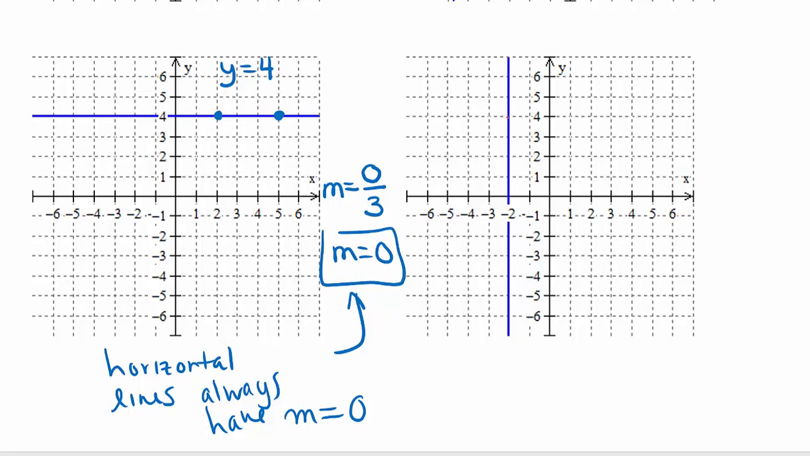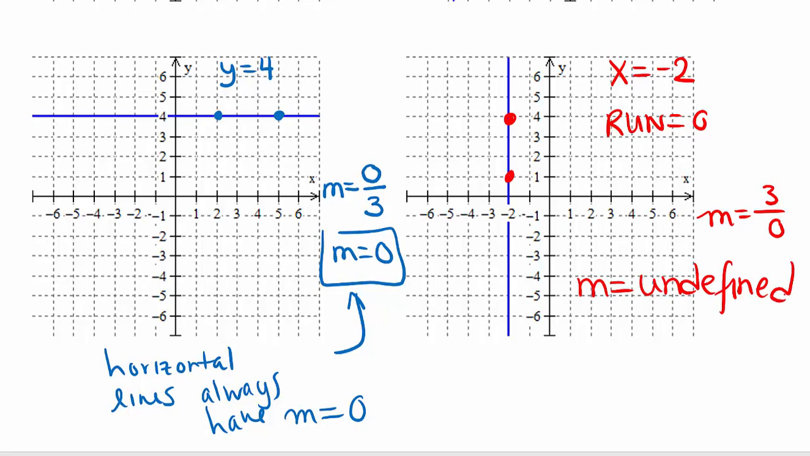Now for vertical lines, this is in fact the line x = -2. In this case, the run is actually 0. We only move up or down. We don't move left or right. And because run goes on the bottom of our slope computation, in this case my slope would be 3/0, well, division by 0 is undefined. And in fact, vertical lines always have an undefined slope. You could think of it as the vertical line is infinitely steep. It's like a cliff. The horizontal line is flat, and that's why it has 0 slope.